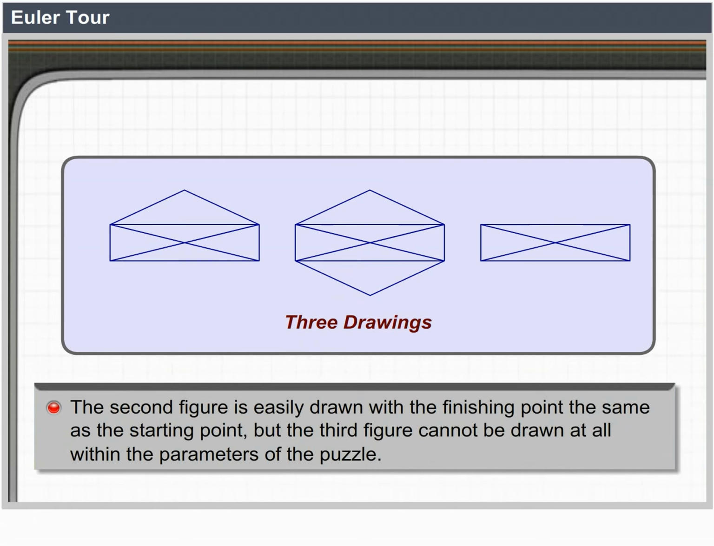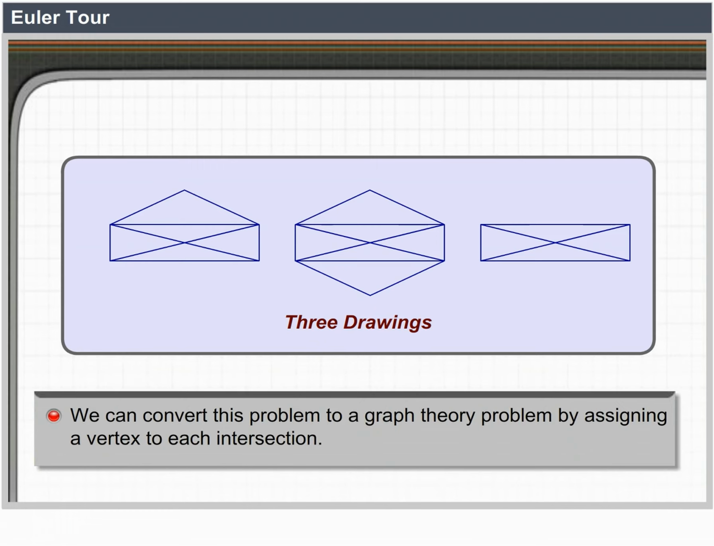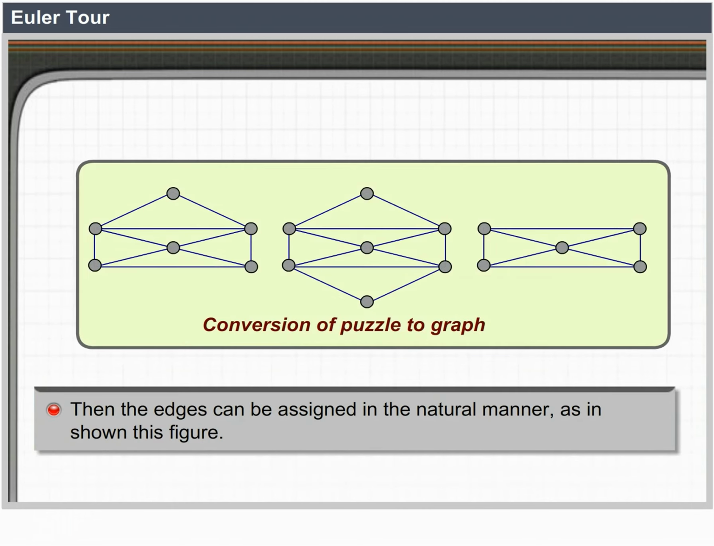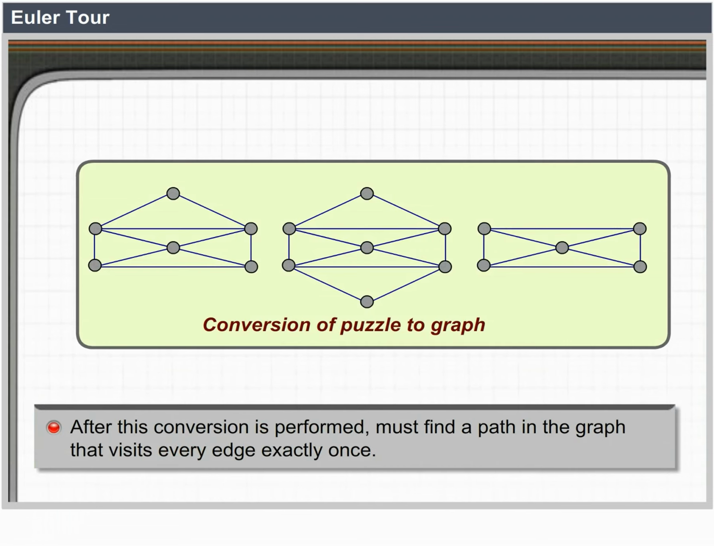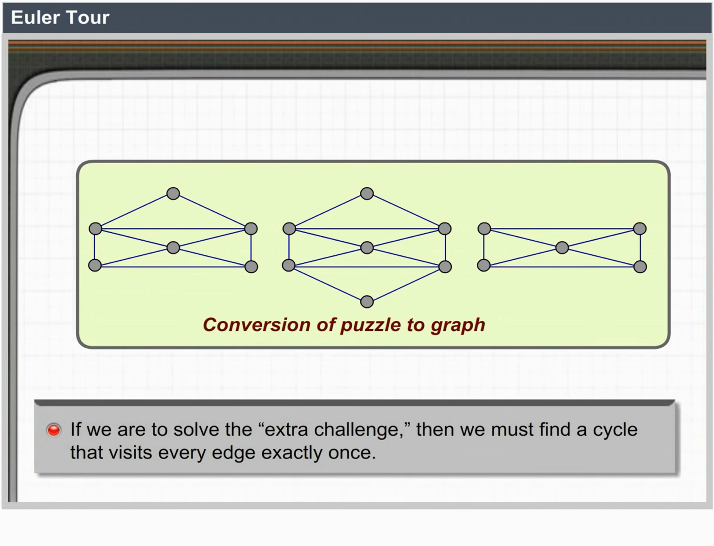We can convert this problem to a graph theory problem by assigning a vertex to each intersection. Then the edges can be assigned in the natural manner, as shown in this figure. After this conversion is performed, we must find a path in the graph that visits every edge exactly once. If we are to solve the extra challenge, then we must find a cycle that visits every edge exactly once.